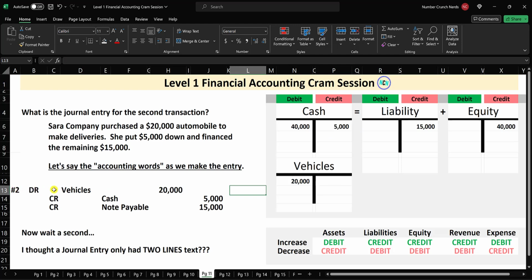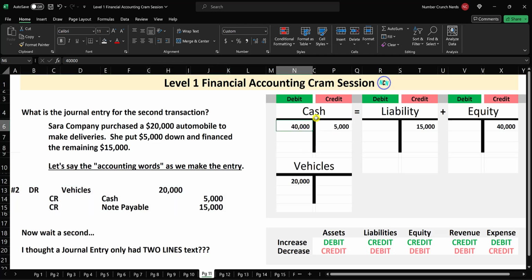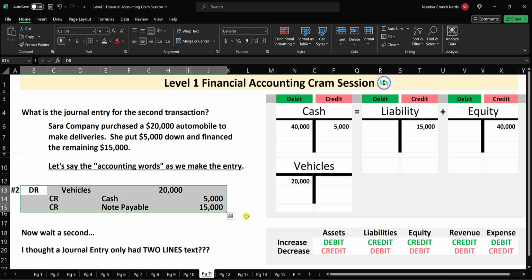Okay, this is a journal entry. This is entering the numbers in what's called a T account. A T account just looks like a T. The left side is a debit, the right side is a credit. Now, wait just a second. I thought a journal entry only had 2 lines of text. This journal entry right here has 3 lines of text.